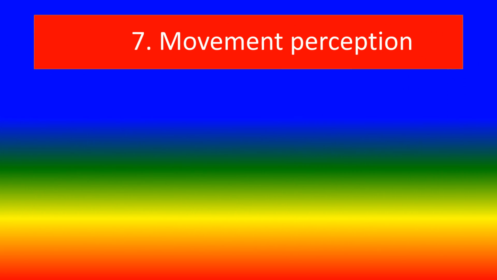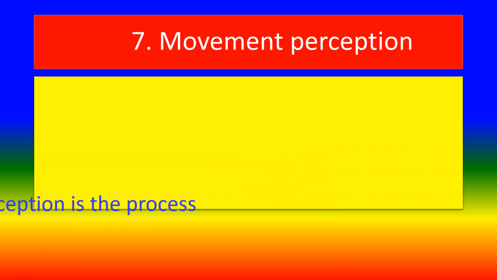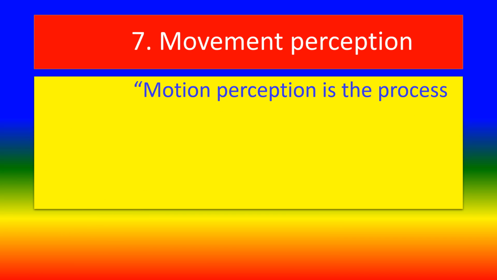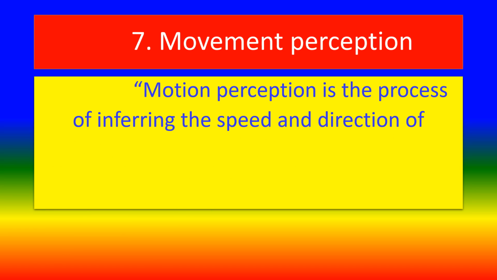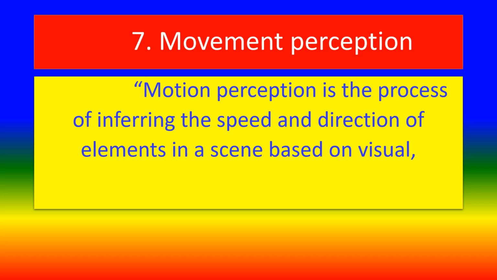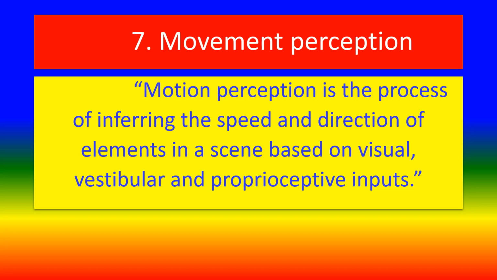Seventh feature, movement perception. Movement perception is the process of inferring the speed and direction of elements in a scene based on visual, vestibular and proprioceptive inputs.